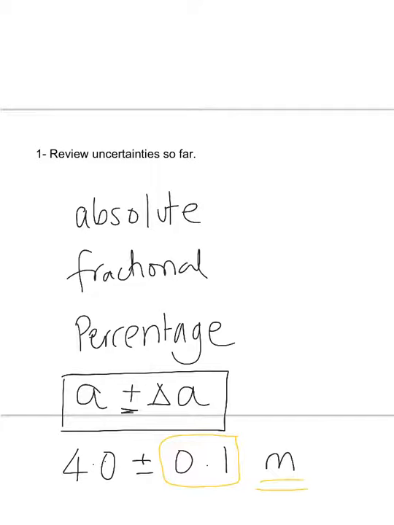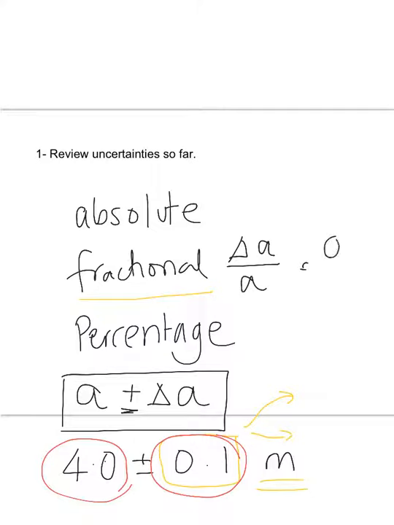The reading that we've taken from the instrument, which, depending on whether it's digital or analog, will be more or less precise. The next one is the fractional uncertainty, and that's when we write the absolute uncertainty as a ratio of the actual measurement. So in this case, it would be correctly expressed as delta A over A, which in the case of our example would be 0.1 over 4. That's our fractional uncertainty.